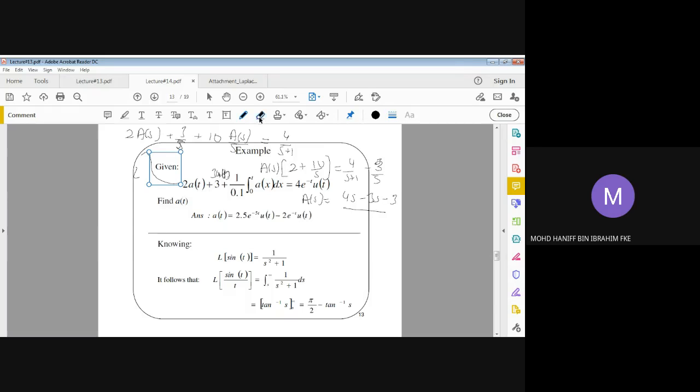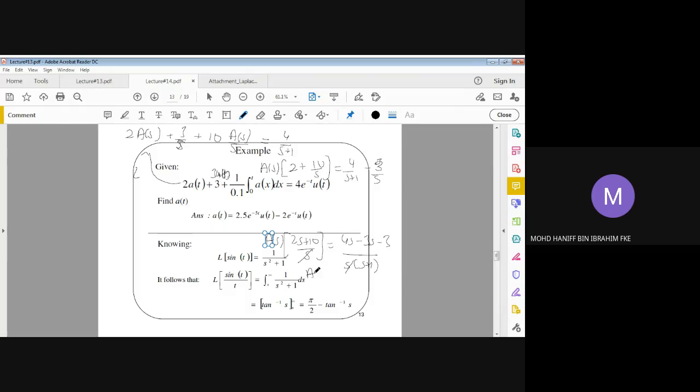Let me rewrite this. Sorry, I think it's my mistake. Sorry for that. I'm going to bring it down here. We're going to have more spaces here. So A(s) of 2s plus 10 over s equals to 4s minus 3s minus 3 divided by s plus 1. Okay, this may cancel out.